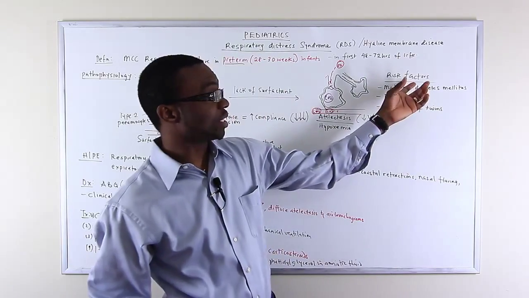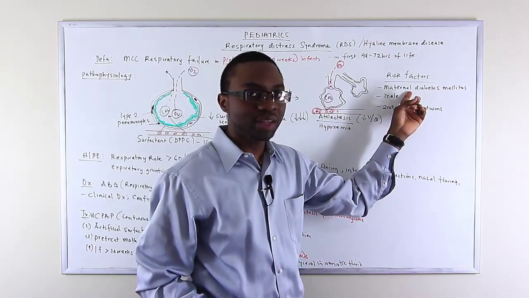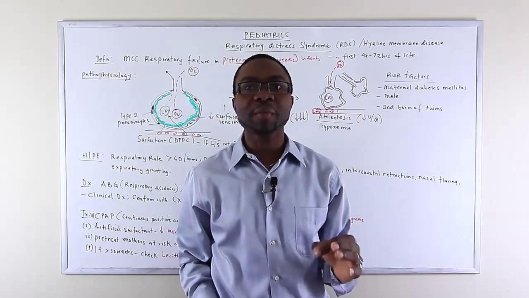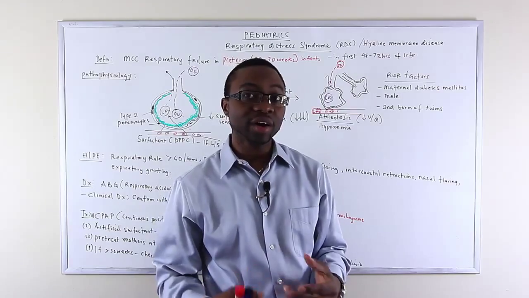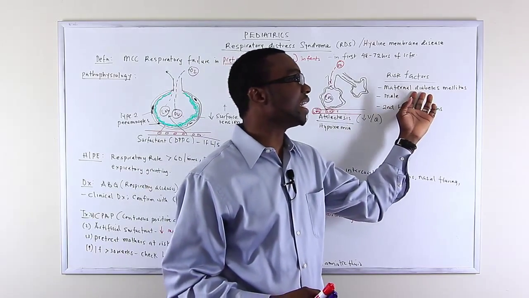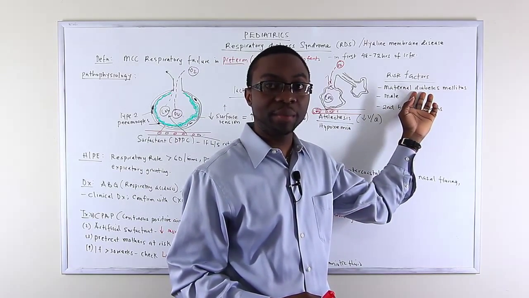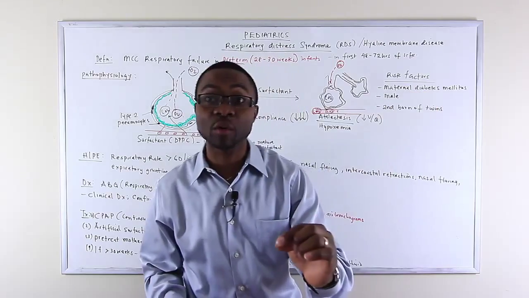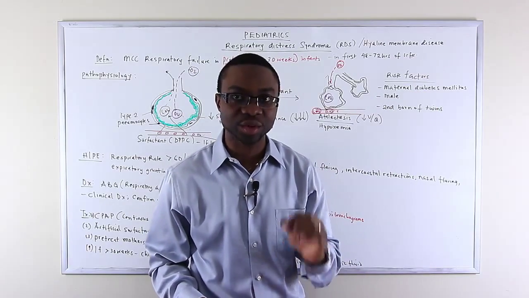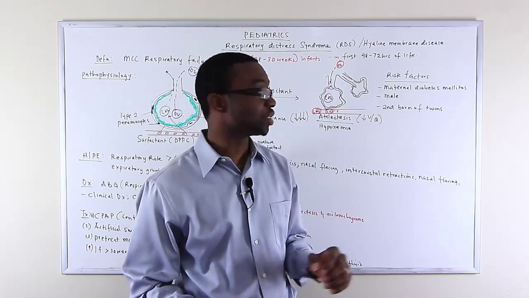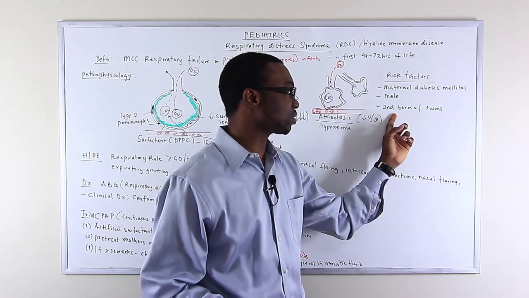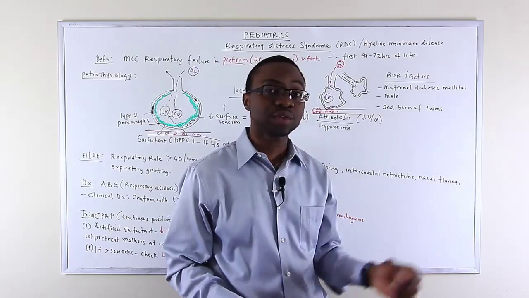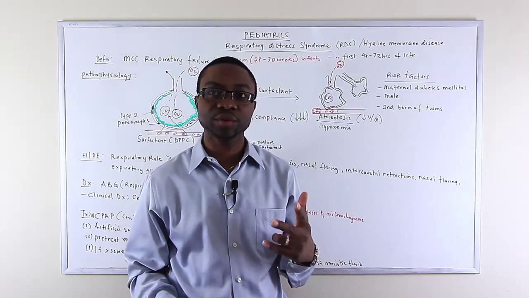So, what are the risk factors? On the boards, they want you to know this. When they talk about a 29-week neonate that was born to a mother who has a history of diabetes, they're giving it away. That is a risk factor for respiratory distress syndrome. It's usually a male, and sometimes it could be a second-born of twins. Those are the three risk factors you need to know for the boards.